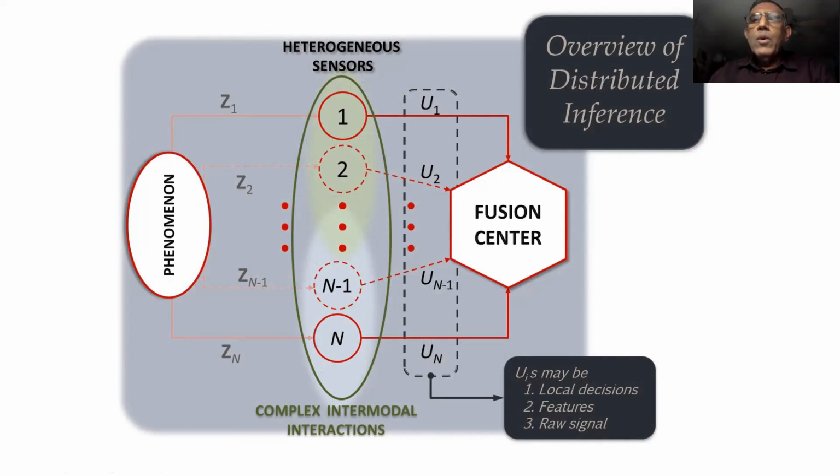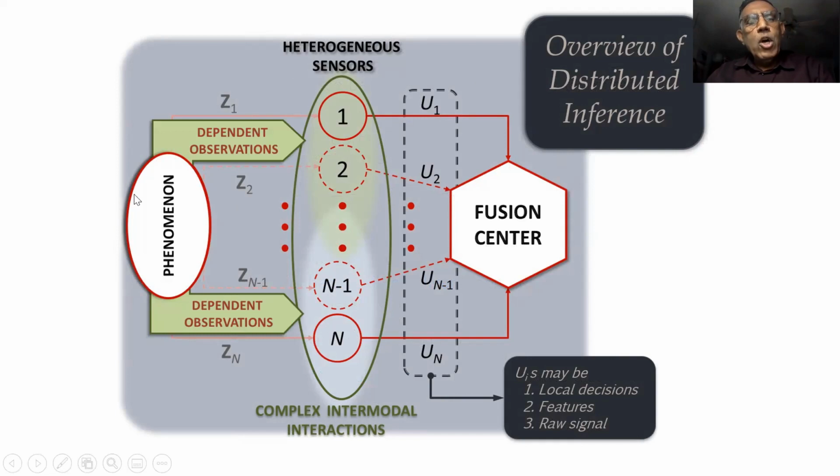Okay, now I'm going to move on to two things. Until this point, we had assumed that the observations at the sensors were conditionally independent. But we all know that in many practical situations, that is not true. So we want to talk about the case where you have a phenomenon, the observations are dependent, and here are the sensors, and they could be heterogeneous. And these U sub i's could be local decisions, as we discussed earlier. They could be features. It could be raw signal. So I want to spend 3 to 4 minutes on this problem, when you have conditional dependence.